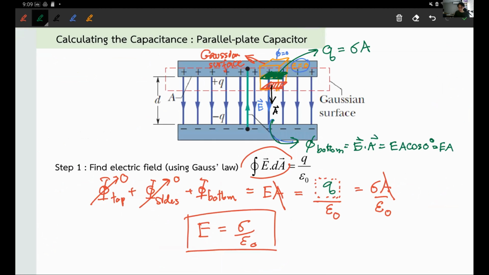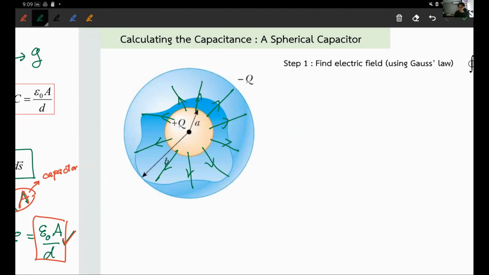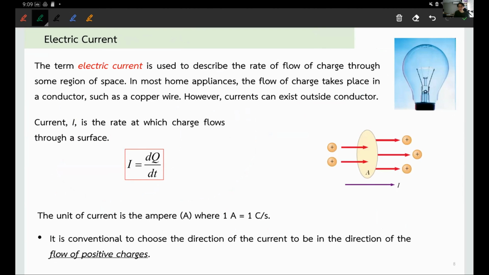So that's done for capacitance. Okay. Now, let's get to the easy part. Easier. Now, it's going to be a lot easier, actually.